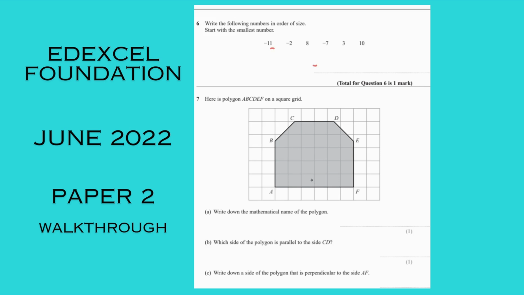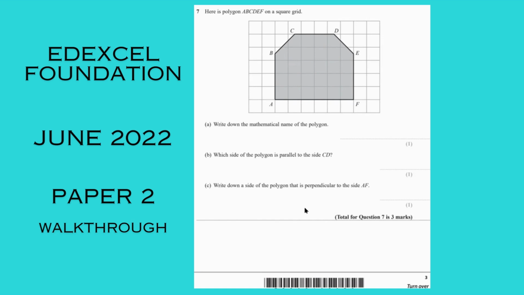So minus 11 looks the smallest to me. Then we've got the minus 7 and negative 2. And then 3, 8, 10. On to the next one.